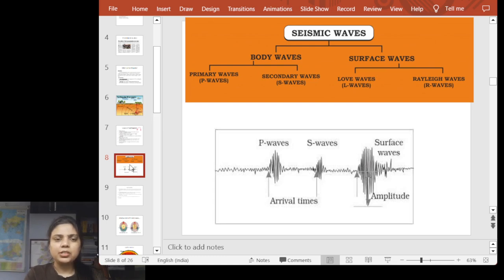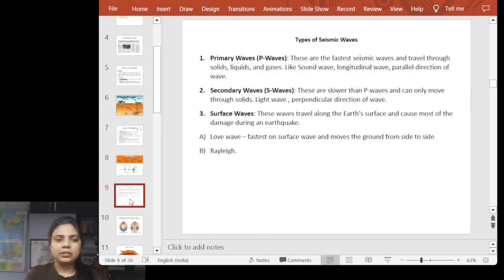Another important subtopic related to earthquakes is the seismic wave. There are two kinds of waves, body wave and surface wave. Body waves can be further subdivided into P wave and S wave, and surface waves can be divided into L wave and R wave. Questions have been asked related to P and S waves. In 2023 itself, in the UPSC previous year question paper, the question was related to the direction of the P wave and the direction of the S wave.